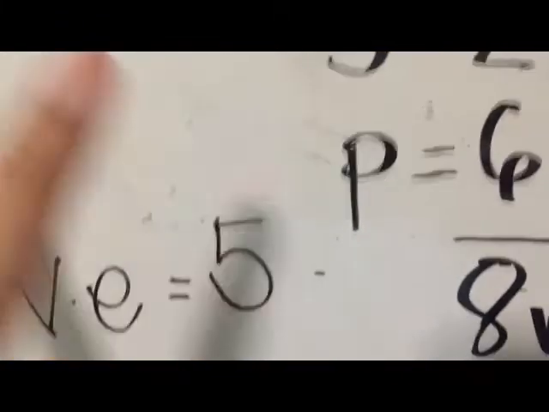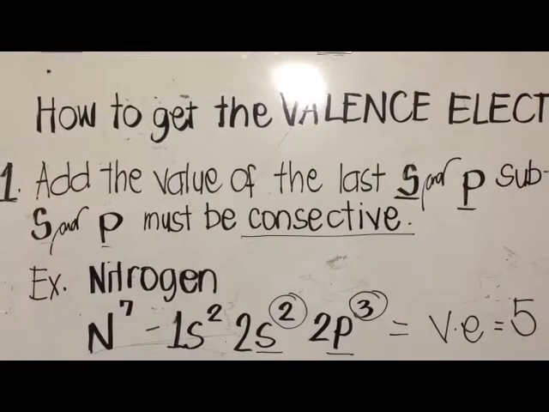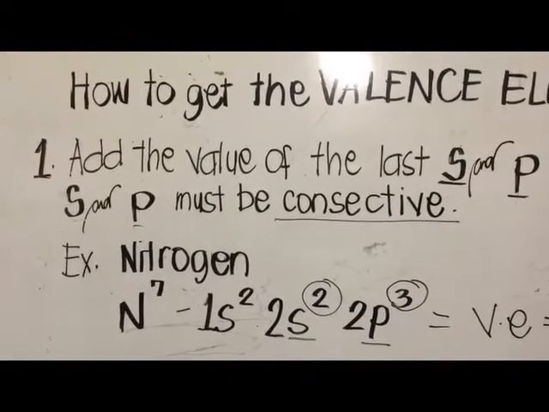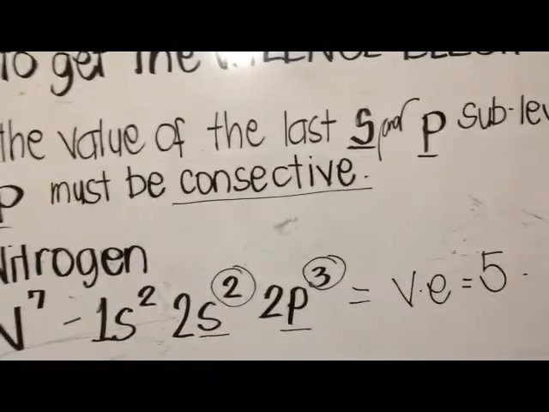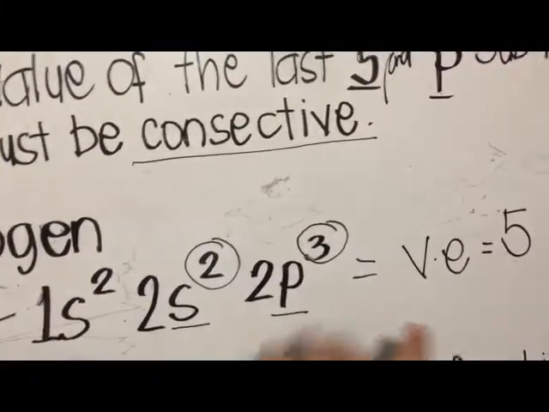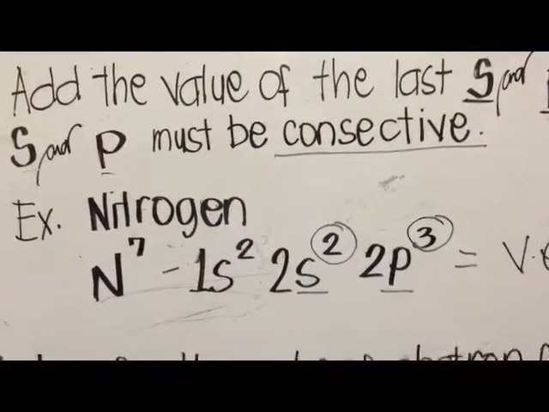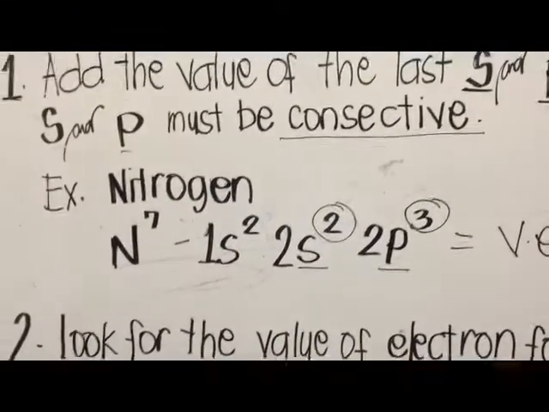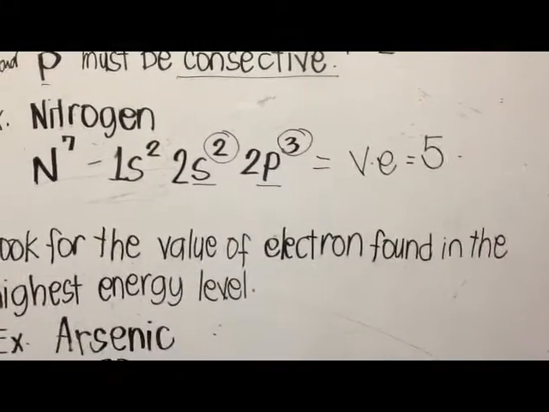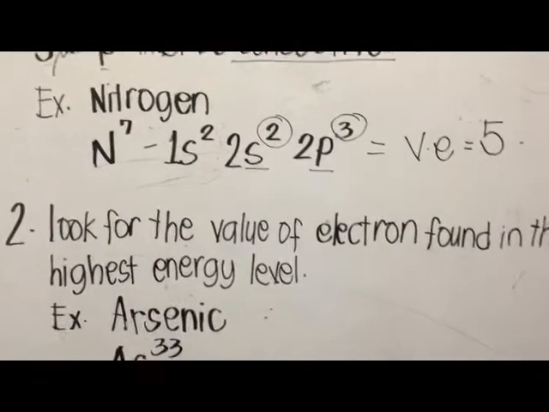So, it's either 1, 2, 3, 4, 5, 6, 7, and 8. Okay, now, what if walang S and P dun sa dulo? Okay, walang ganito sa dulo. Magkabaliktad P and S or other sub-level. Okay, so another step for you to consider is look for the value of valence electron found in the highest energy level. So, papaano yun?